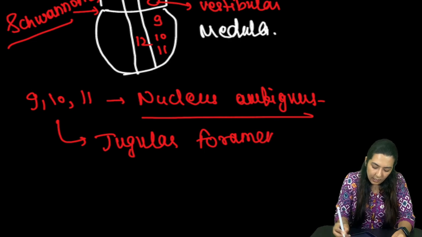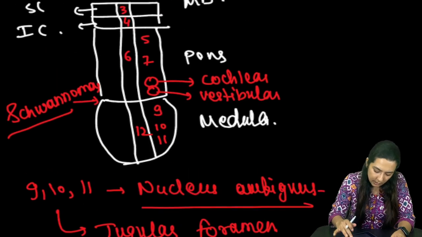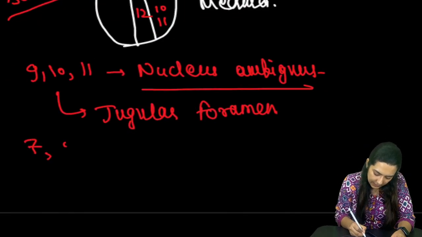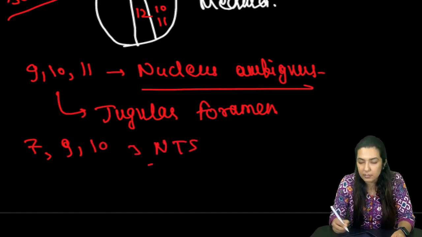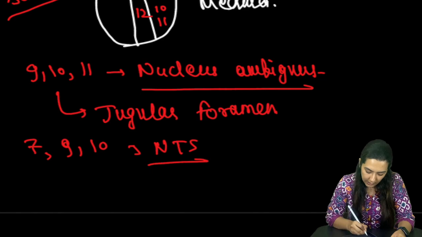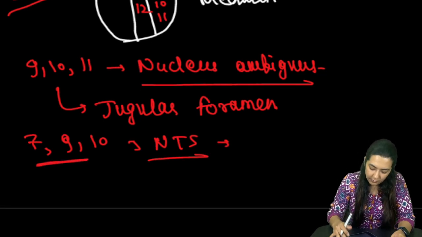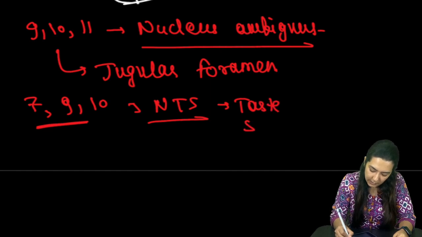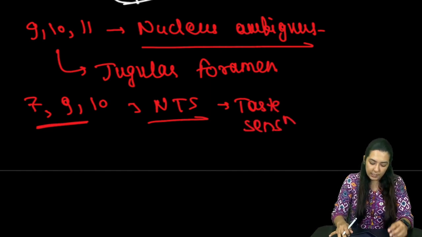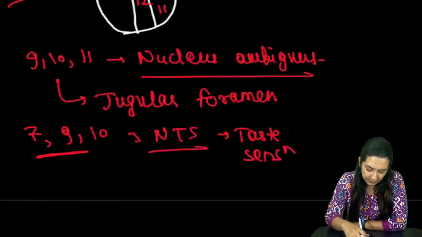Apart from this, there is another nucleus formed by 7, 9 and 10. It is known as the nucleus tractus solitarius, and it is responsible for interpreting taste sensation. So it is kind of a special nucleus. These two nuclei are important.